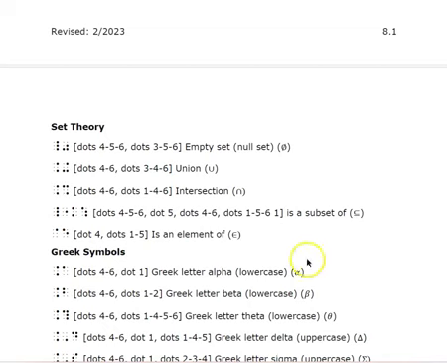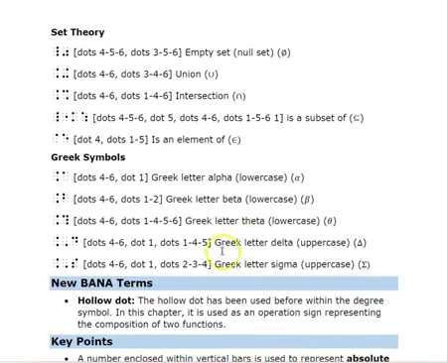All right. Greek symbols all start with 4, 6. We have an A, that's alpha. A B is beta. TH is theta. Dot 6B is uppercase delta. Dot 6S is the Greek letter sigma, uppercase as well.